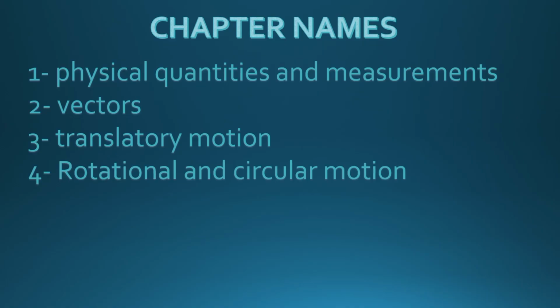The fourth chapter is rotational and circular motion. According to me, that is the most difficult one. It has a lot of derivations, a lot of practical examples, and you need to understand it very keenly because it's really important and really difficult for me. But I hope it will become easier for you when I explain it.